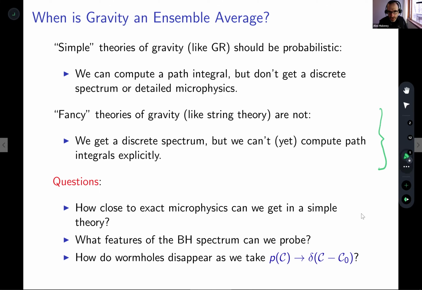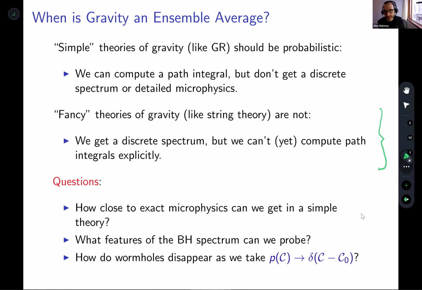Exactly. Yeah. So that would be an example of the second kind of theory of gravity that I'm talking about on this slide. So, for example, I think the picture that at least I believe is that there are certain simple theories of gravity, things like just general relativity without the additional degrees of freedom of string theory, that are probabilistic.